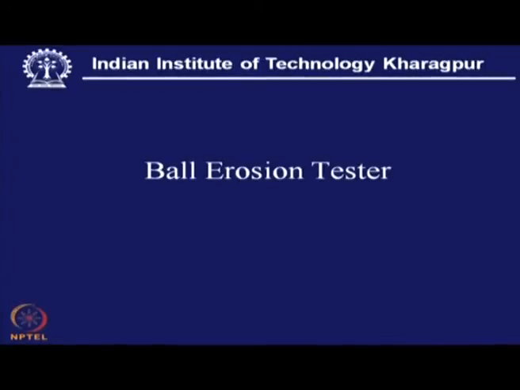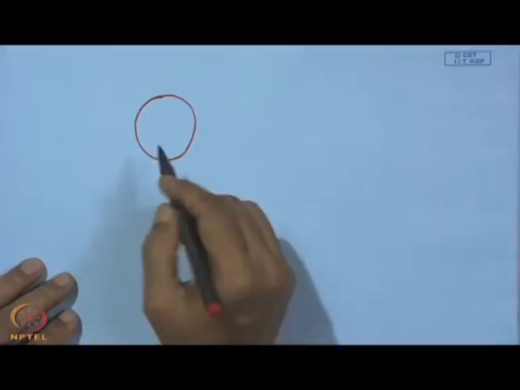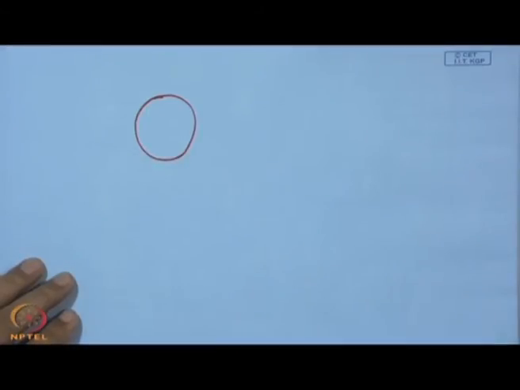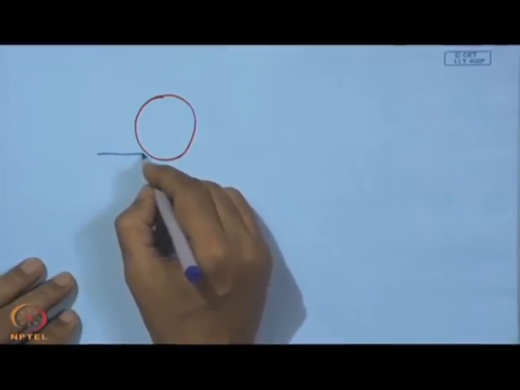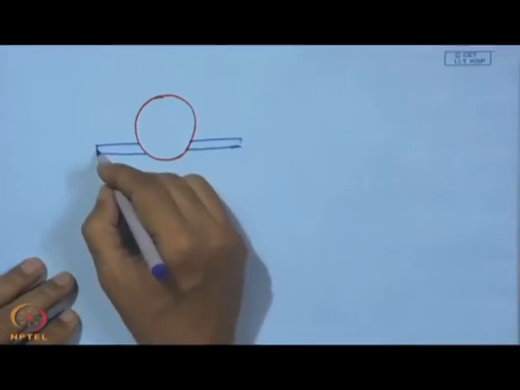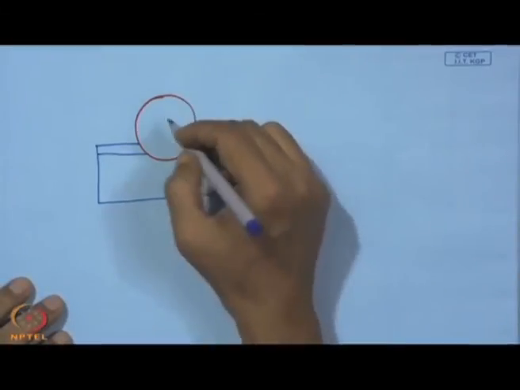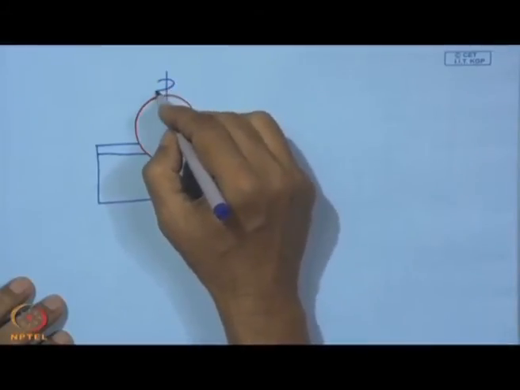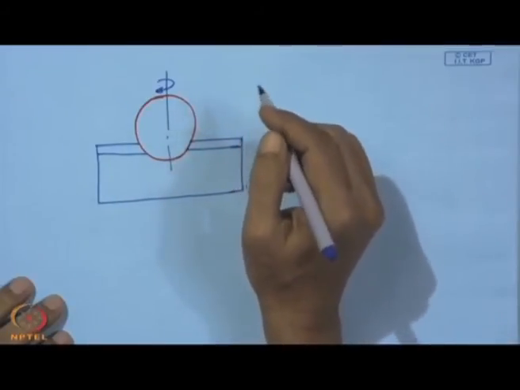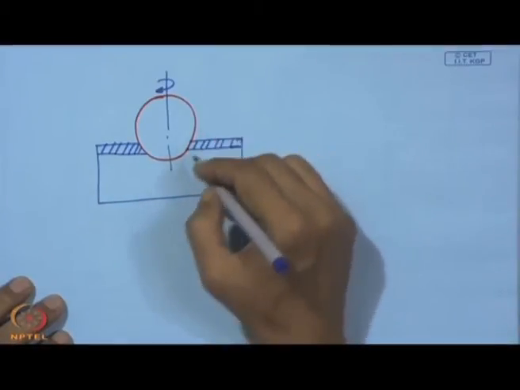Now comes the ball erosion tester. With the ball erosion tester, what we see here is a ball which is going to erode a surface, and this is actually a coated surface. So, it rotates about this axis. This is going to be the coating, and after a passage of time we expect a crater formation.